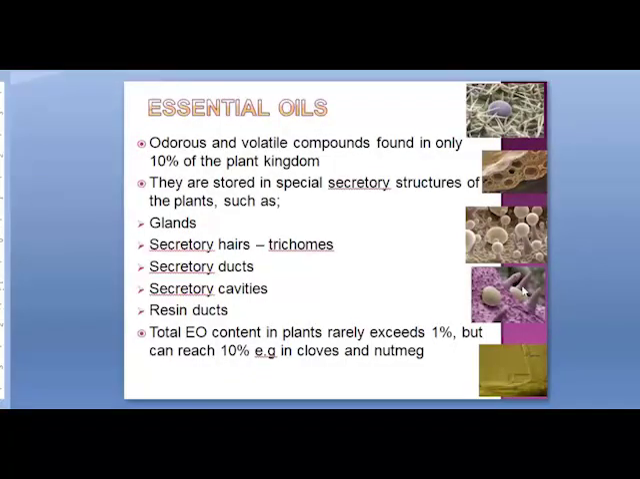These two are glands. Okay, so there are different kinds of glands, and these are called trichomes, secretory hairs, secretory ducts like this, or cavities and resin ducts. Resin ducts, you're going to find them a lot on tree stems, unlike on the leaves. On the leaves, you're going to find the trichomes and very few ducts and cavities.